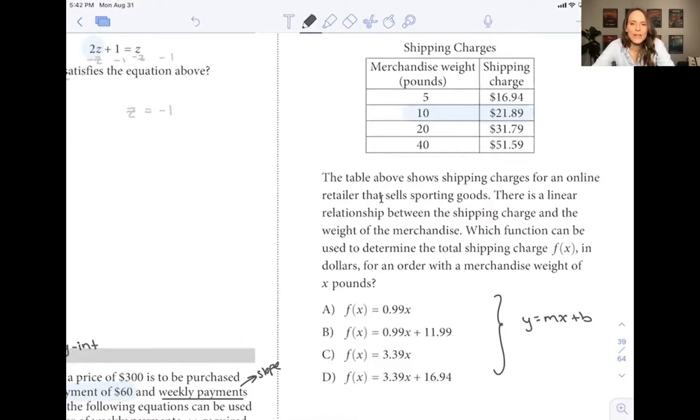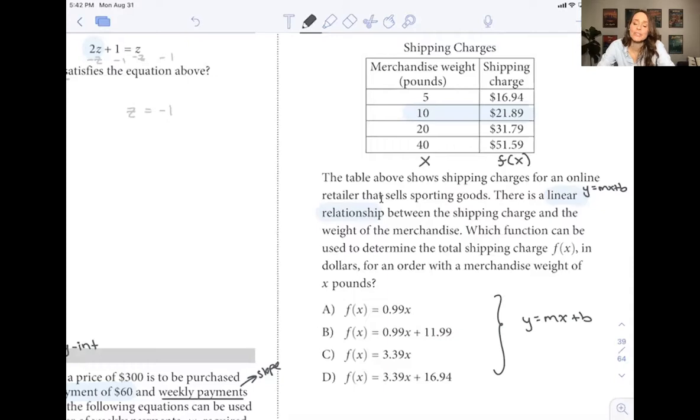Okay, so they say the table above shows shipping charges for an online retailer that sells sporting goods. There's a linear relationship. That is also code for y equals mx plus b. Whenever there's a linear relationship between the shipping charge and the weight of the merchandise, which function can be used to determine the total shipping charge, f of x. So I'm just going to label that column, the shipping charge, as f of x in dollars for an order with a merchandise weight of X pounds. So I know my first column is X.